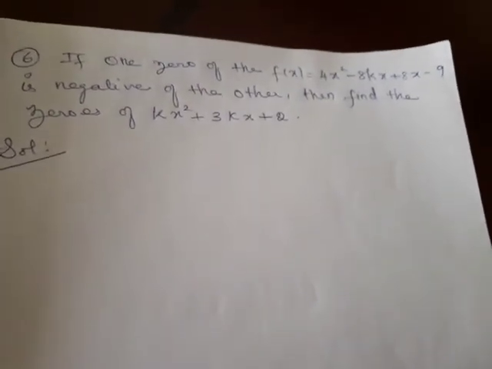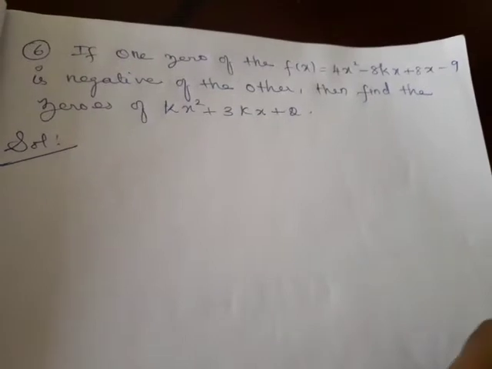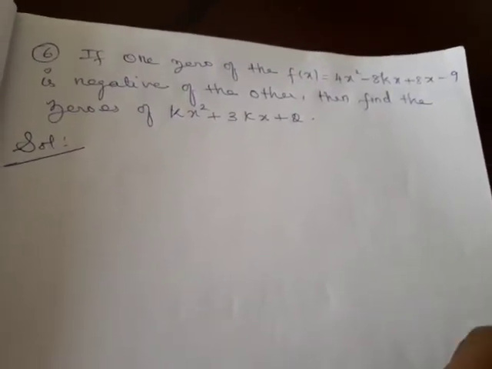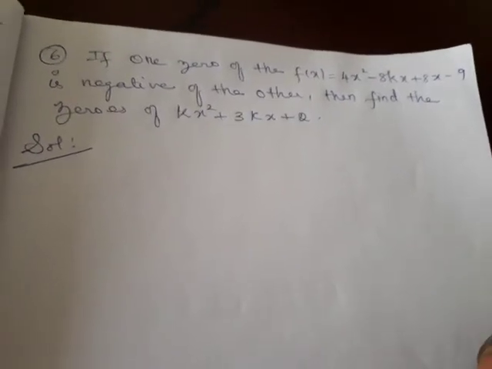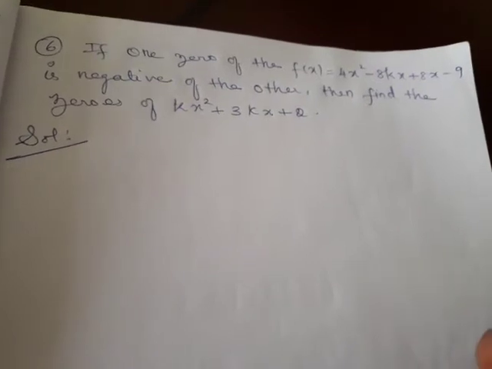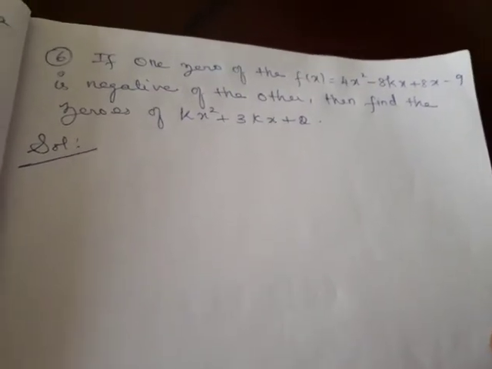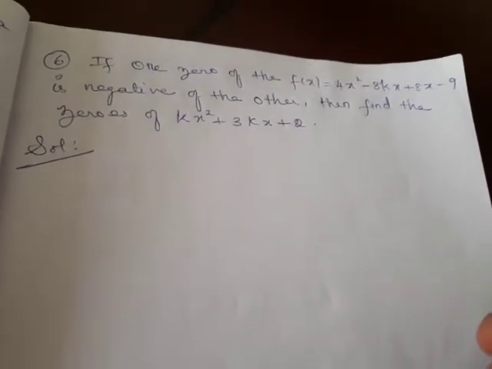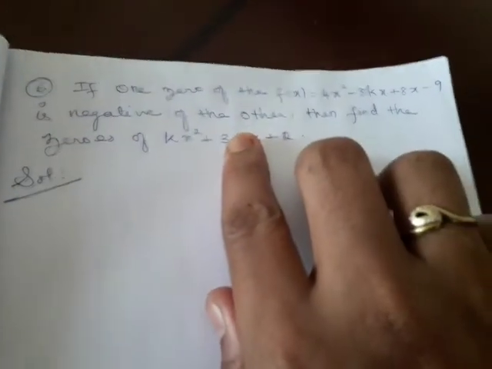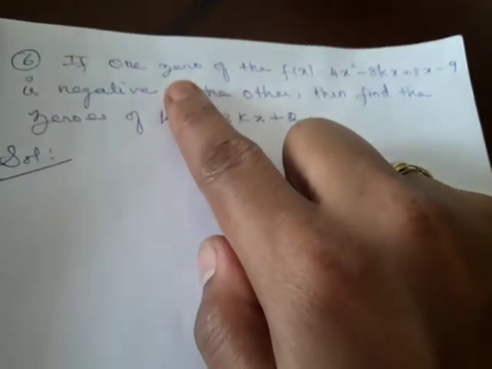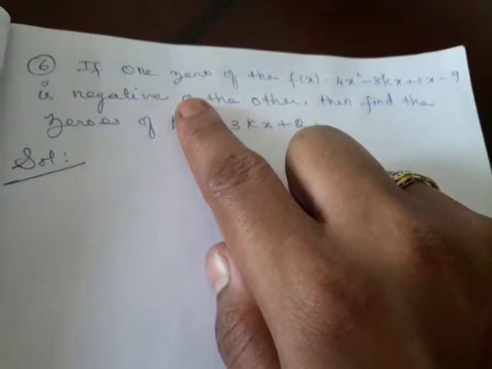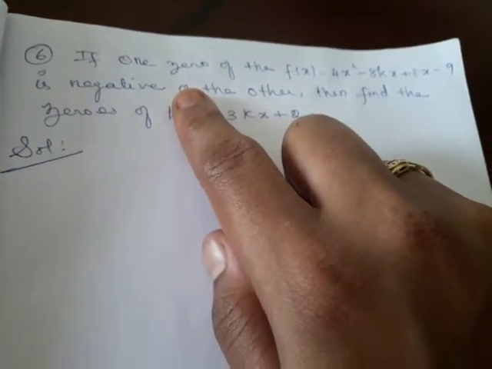One zero of f(x) is the negative of the other, which means one zero is alpha and the other zero we will denote by beta. Beta is nothing but the negative of alpha, so beta = −alpha. If one root is 1, the other root is −1, that's what they mean. If one zero is 2, the other zero will be −2. So if you take one zero as alpha, the other zero will be −alpha.